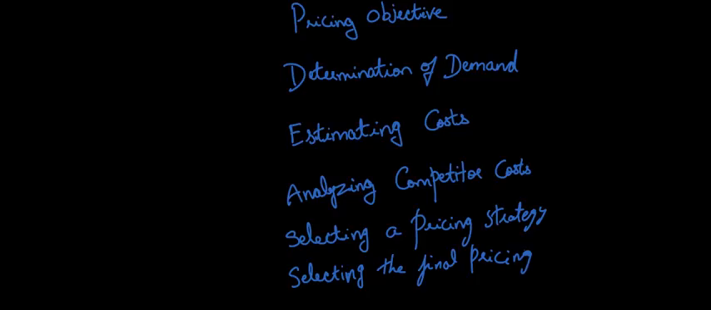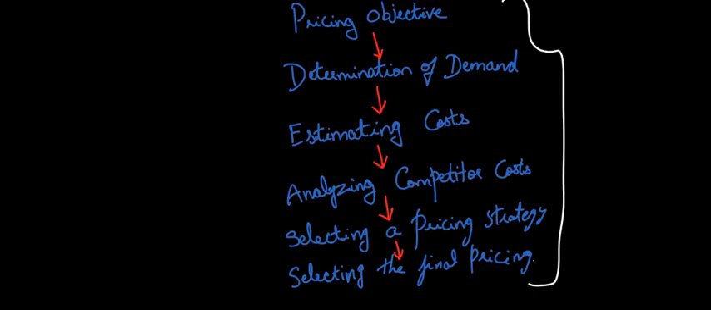So this is the process involved, right from the pricing objective. Then comes the determination of demand and estimating costs, analyzing competitor costs, selecting a pricing strategy, and finally it ends up in selecting the final pricing. The process put together is called the pricing process. All companies need to adopt this process in order to fix up efficient pricing for the product. Let us now see each and every step in detail.